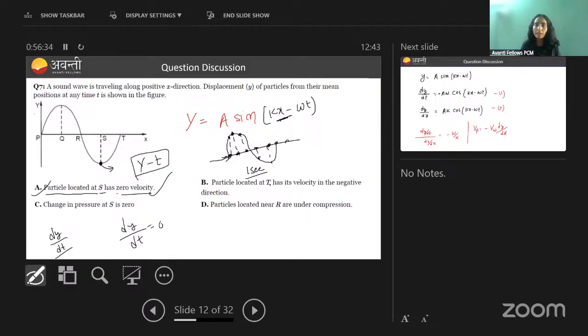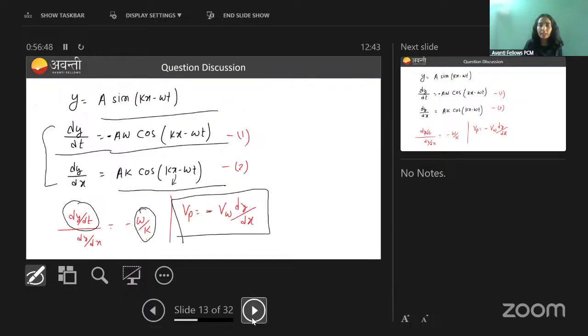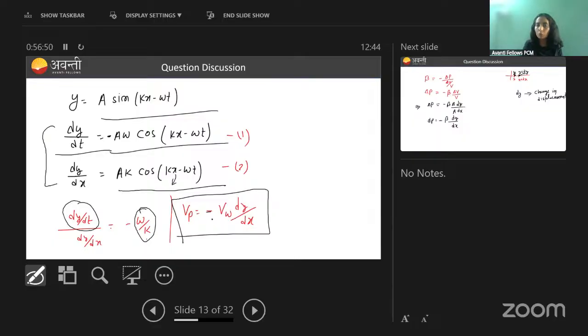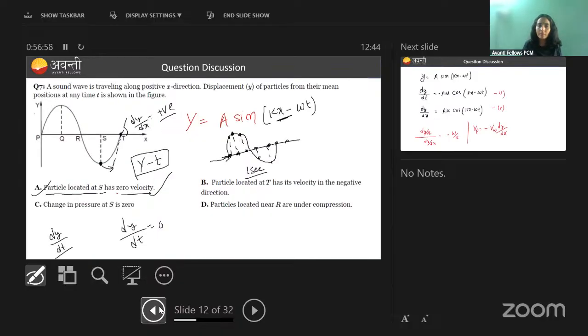Option B में जाओ. Particle located at t at this point has its velocity in the negative direction. So if you see here, if you draw the tangent here, here dy by dx is what? Dy by dx is positive, right? And velocity का अगर आप relation देखो, vp equal to negative of vw dy by dx. This is positive quantity, right? And this is positive from the diagram. So overall vp is what? It is negative. So second option is also correct.